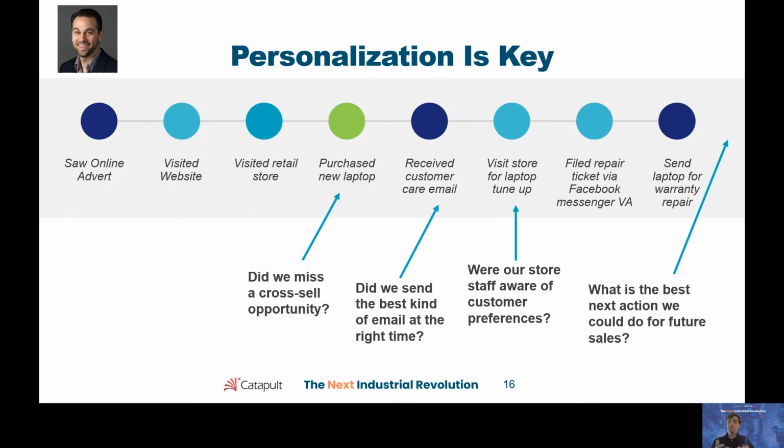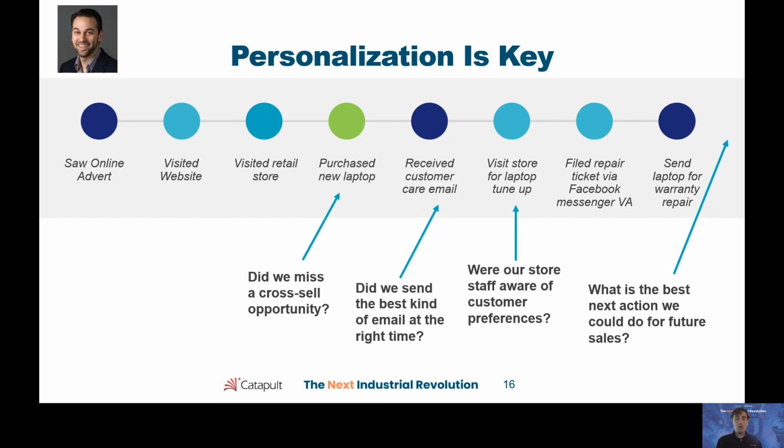So back to Matt's journey here. The top there is his old journey. But we could be asking ourselves many questions about this. He bought that new laptop. Did we miss a cross-sell opportunity? Could we have sold him a peripheral or something else when he bought that laptop? He got a customer care email. Was that the best email that we could have sent him? Maybe it was, but would there have been a better email in that golden week after he bought the laptop, that we could have given him to either sell another service to him, or a different kind of customer care, or a different offer that would have made him spend more and or be more loyal to our brand?